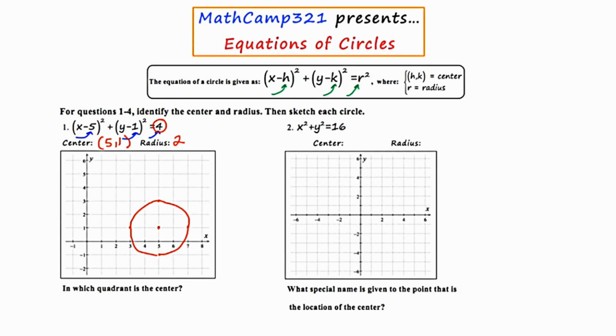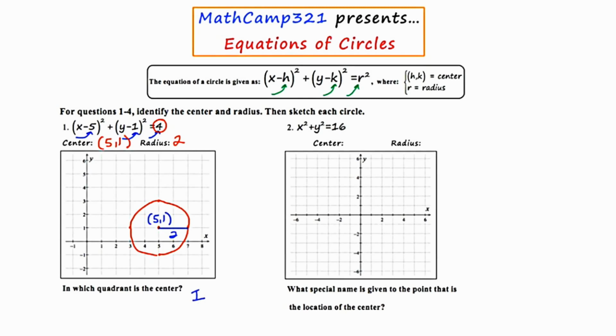Now, when you draw a circle, you really should label the center, and this center is at (5, 1), and the radius is 2, so I'll denote that by projecting a line from the center over to the circle, and I'll call that 2. There's a little question below the graph: in which quadrant is the center? The center of this circle is located in quadrant 1.